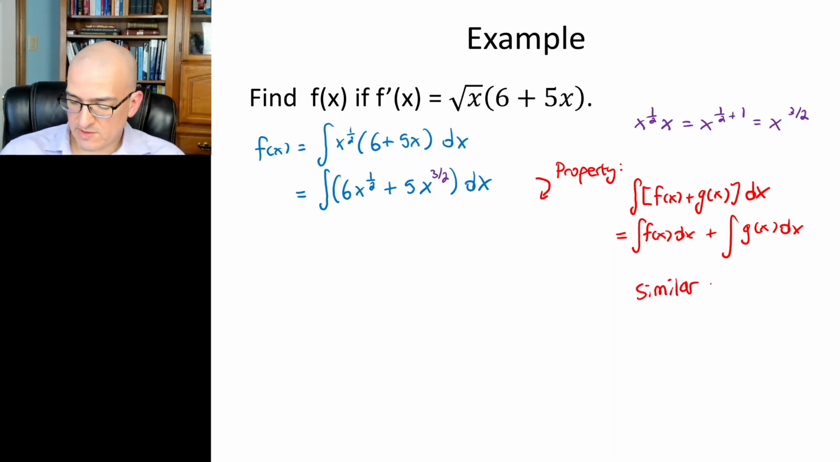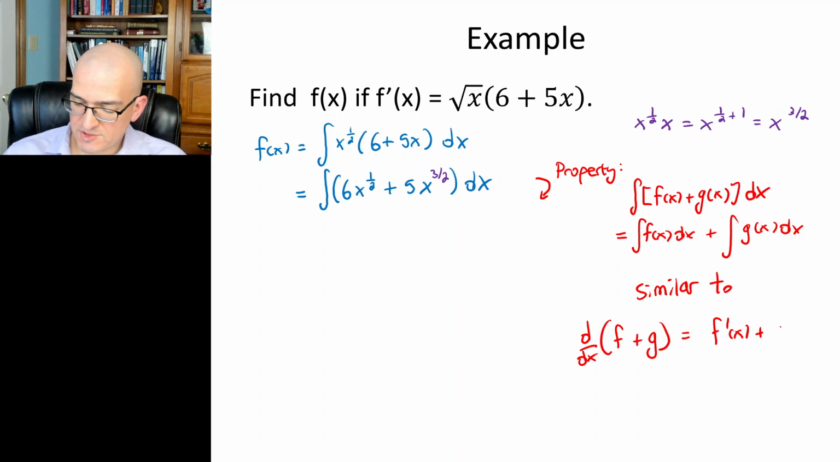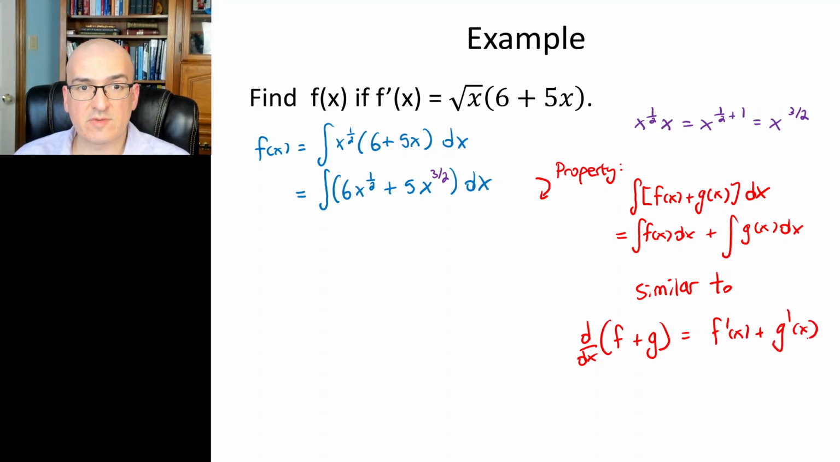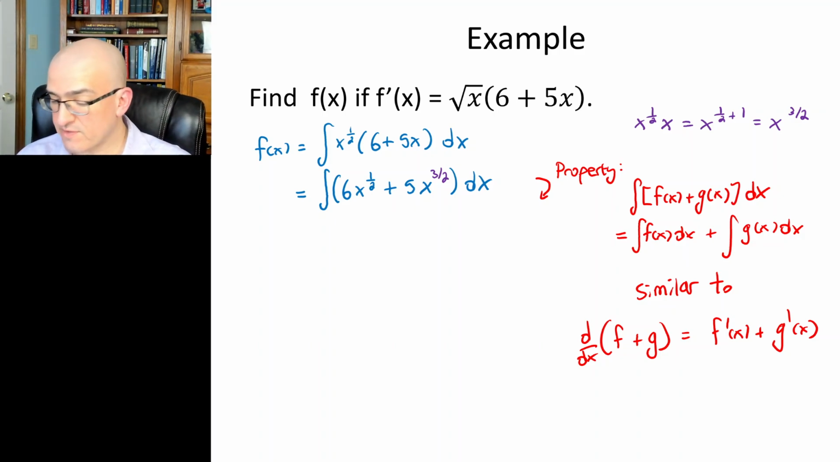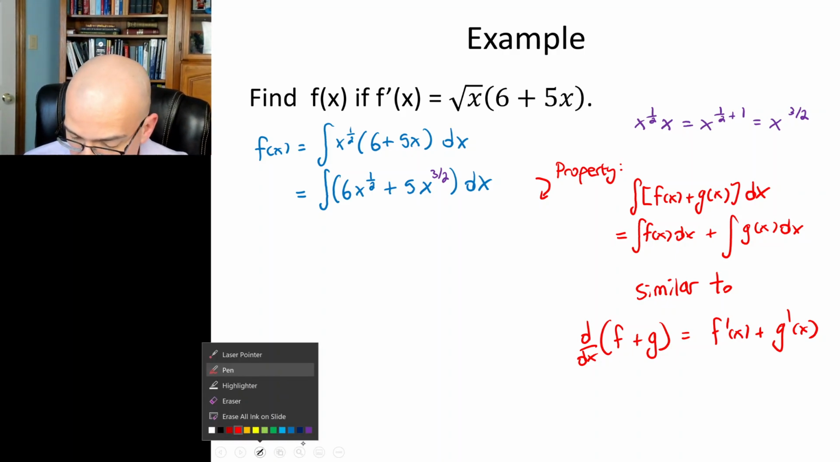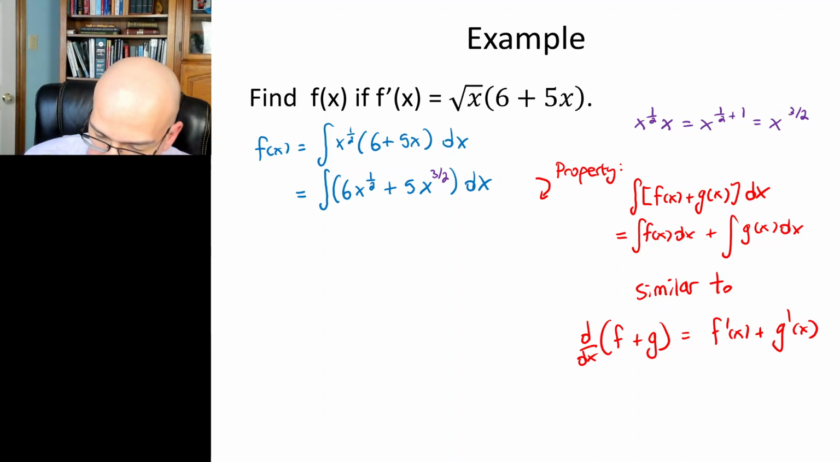This is similar to d by dx of f plus g is equal to f prime of x plus g prime of x. The derivative of a sum is the sum of the derivatives. The antiderivative of the sum is the sum of the antiderivatives. So we're just by analogy using that rule here.